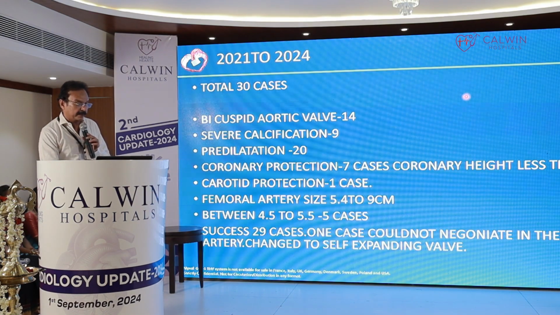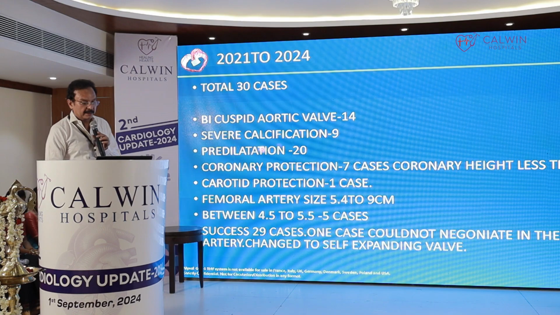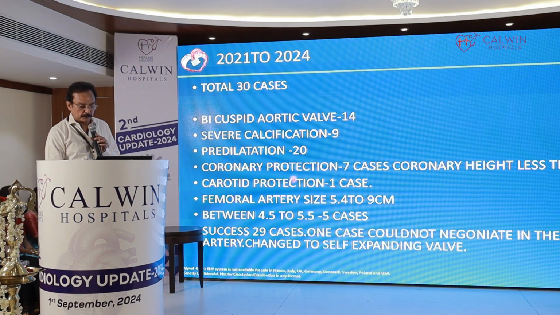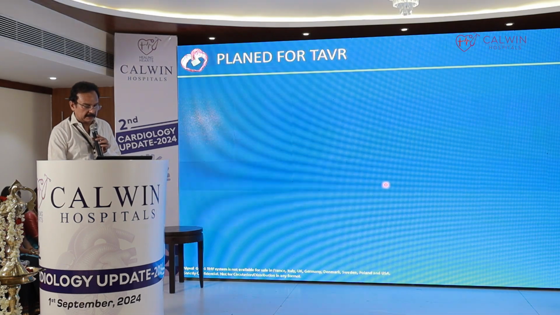We have an experience of 30 cases in this period, and almost 14 were bicuspid aortic valves, and 9 had severe calcification. In most of the cases, around 20, we pre-dilated. In the rest of the cases, we did without pre-dilatation. And in 7 cases, they required coronary protection. These are all technical things which you need not worry about. And this is what we have done in our center.